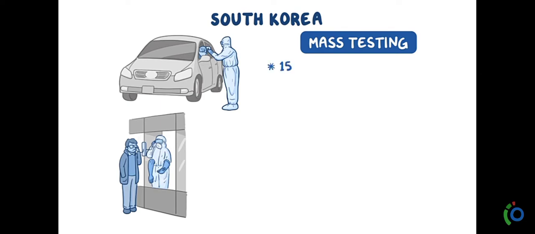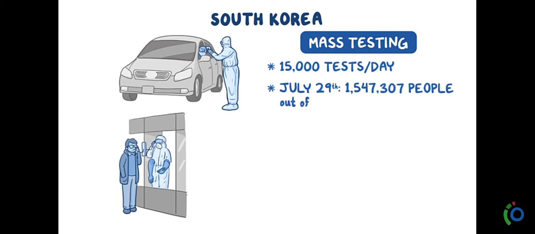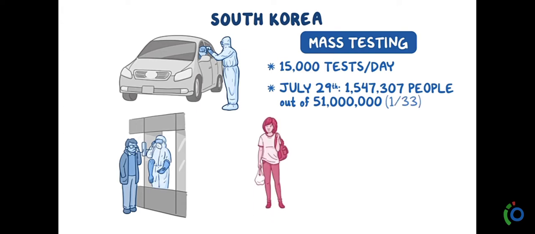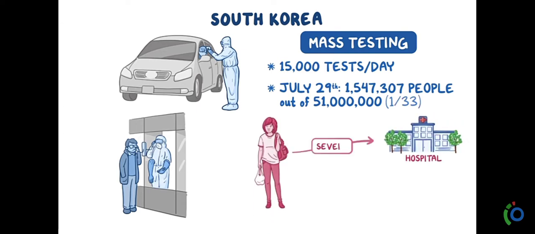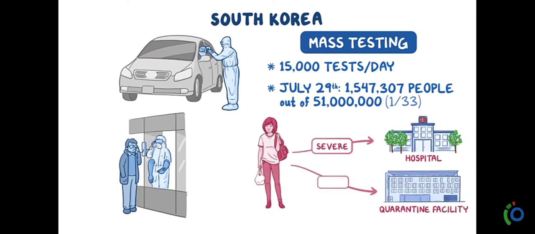South Korea was performing 15,000 tests per day by July 29th. They had tested around 1,547,307 people out of a population of 51 million, which works out to 1 out of every 33 people. Those who tested positive were either sent to a hospital if their symptoms were severe, or to a quarantine facility if the symptoms were more mild.